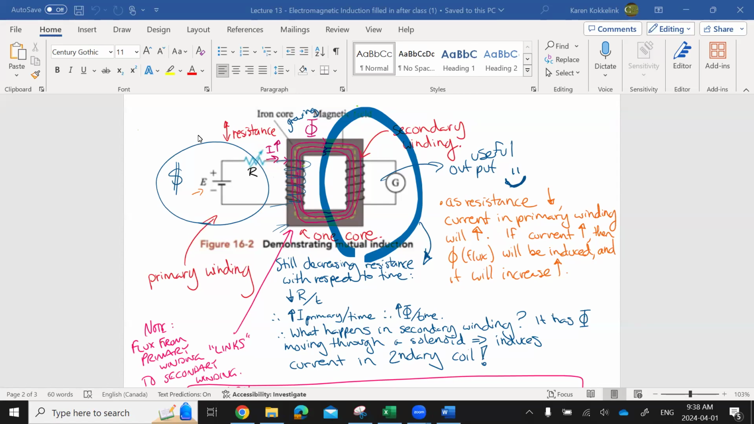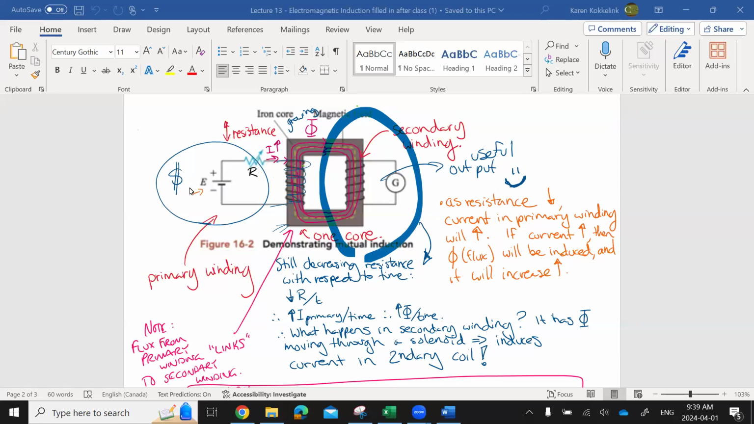We are going to pay for something in here on the primary winding, and our useful output is over here on the secondary winding. For example, this could be a transformer. We are going to do something like input on the left, output on the right. Input on the primary, output on the secondary. We want to do something over there on the secondary.